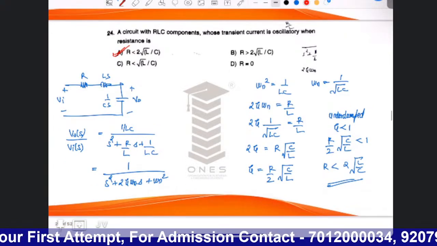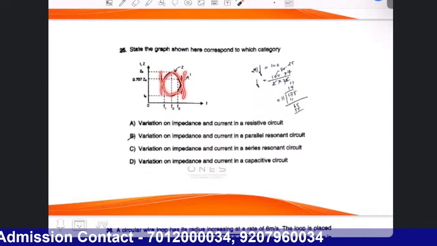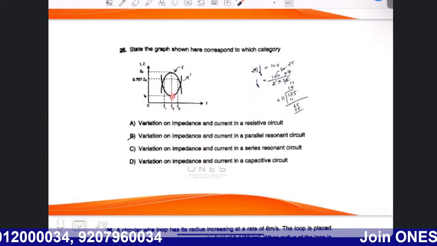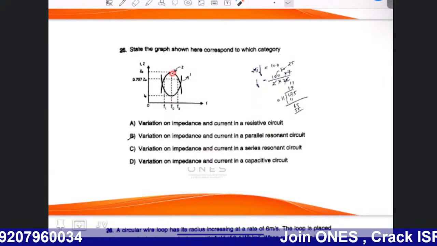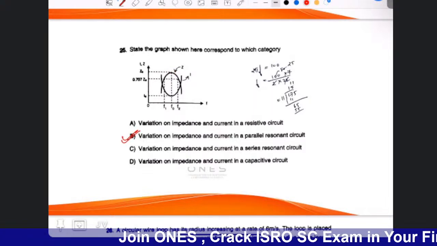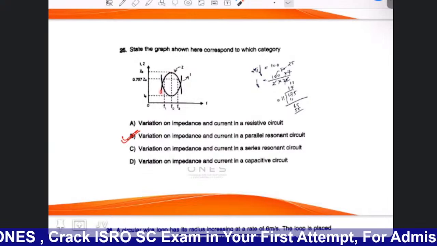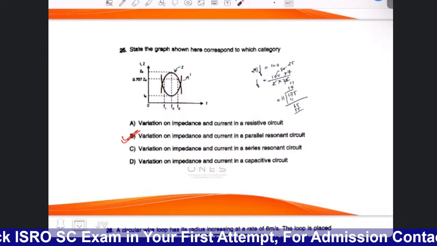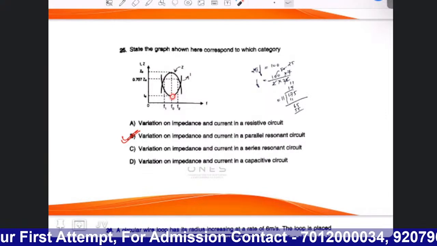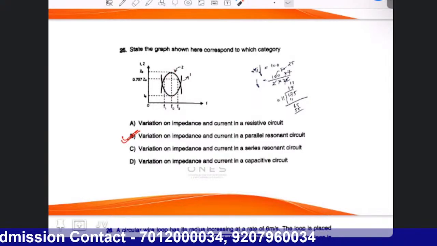Next option. Okay, what is here? You have a graph. This is I and this is Z. You can see that at resonance current is minimum and impedance is maximum. So what is this the characteristic of? This is the characteristic of a parallel resonance circuit. If it was a series circuit, current will be maximum at resonance. Here it is parallel, so current is minimum during resonance and impedance is maximum during resonance.